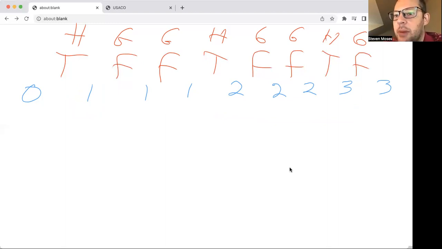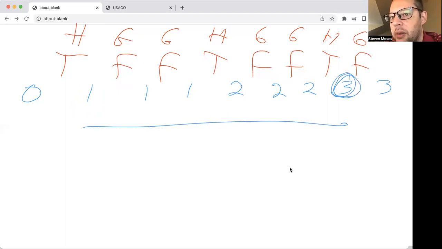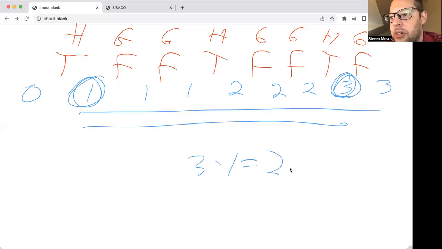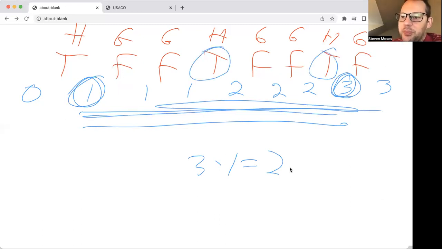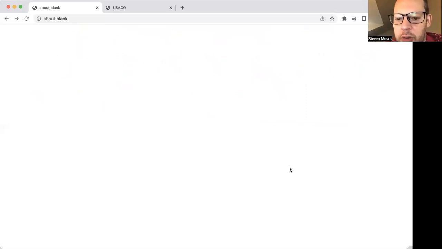Again, the technique is the same. If I want to know for a particular range how many trues there are, I get whatever the number is after the last part of the range, minus the first part of the range. In this case, 3 minus 1 equals 2, which tells me that in this range there are 2 trues, and they are here and here. So that's basically all there is to a prefix sum.